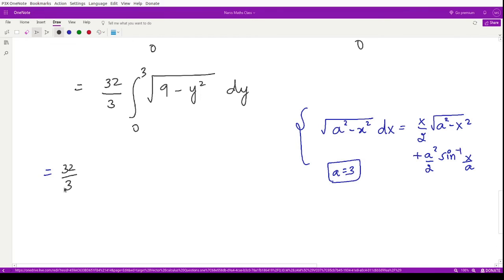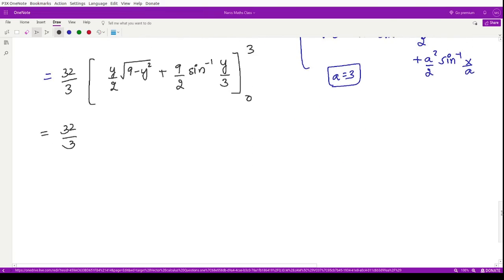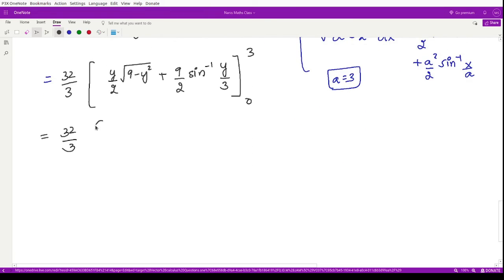So therefore our formula here becomes 32 by 3 as such, and then after performing this integration, it would be y by 2 square root of 9 minus y square. This is the first term, and the second term is 9 by 2 sine inverse of y by 3, right? And the limits of integration are from 0 to 3. So the next task is to substitute the limits of integration. First of all, you will substitute 3. So you will have y by 2 square root of 9 minus 9, so this term would be 0. And then you will substitute 3 again, so it would be 3 by 3.